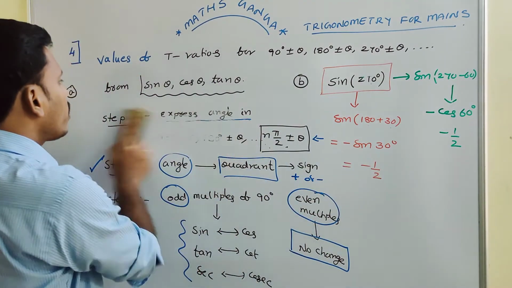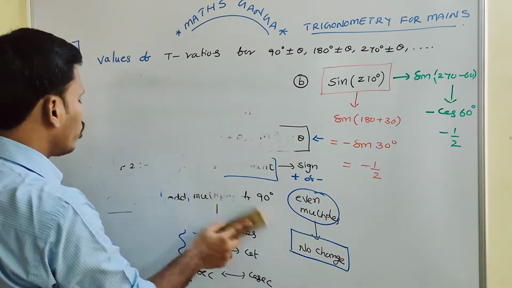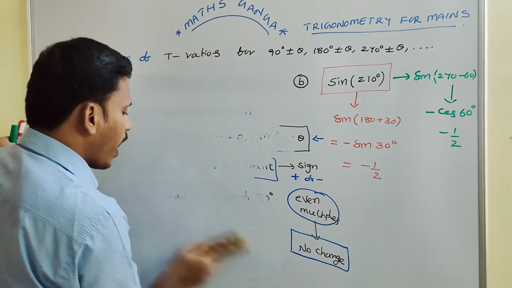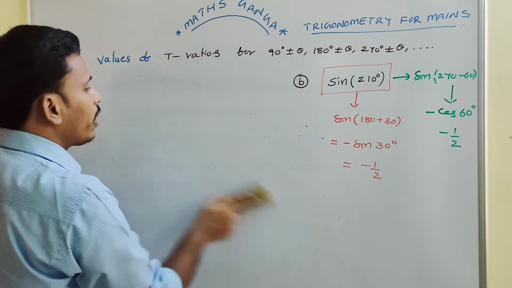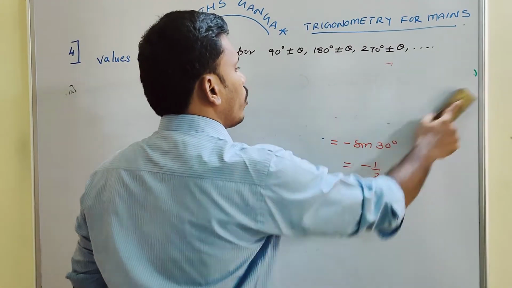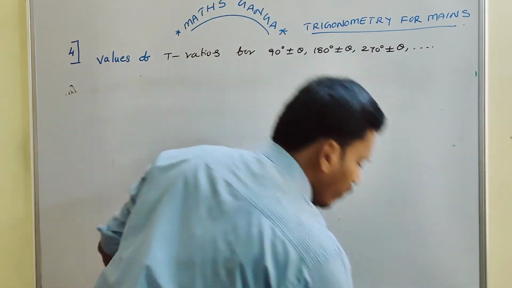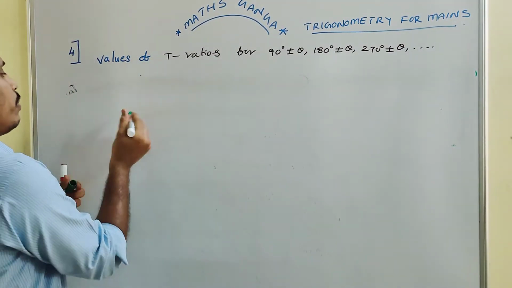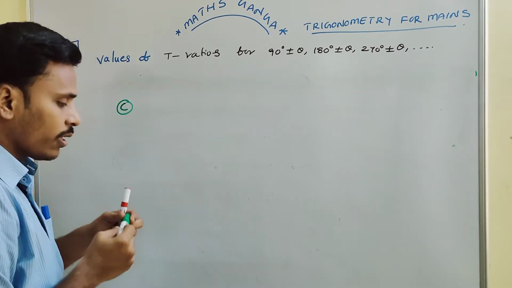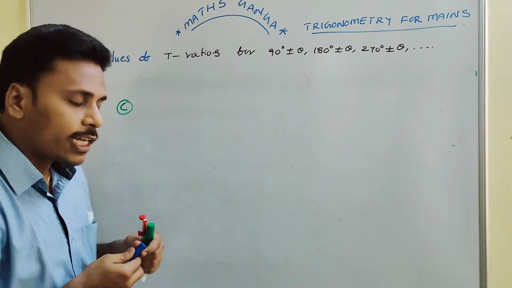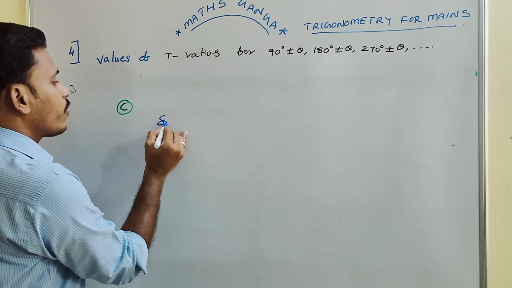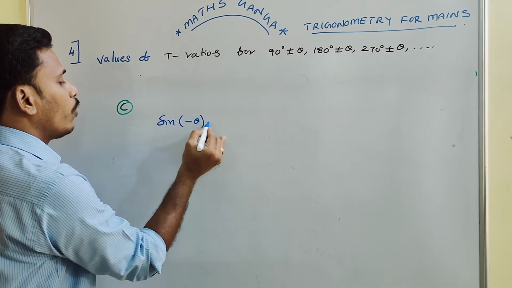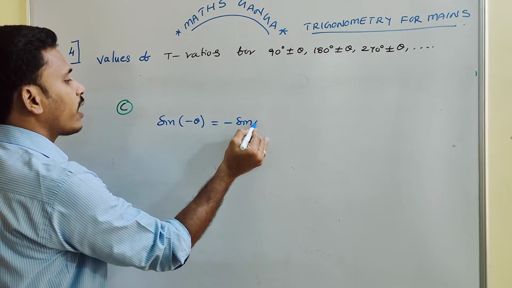And now with this discussion, I may conclude with some more ideas which are helpful in attempting a few questions related to the mains, and those ideas I will give you as some subtopics like C, D and like that. Okay, look at another subtopic C, where I am mentioning the negative angles for the trigonometric ratios. If I have sine of minus theta, then you will get minus sine theta.